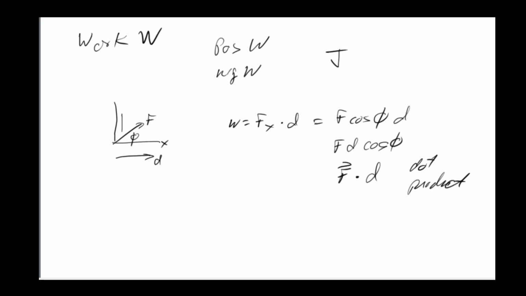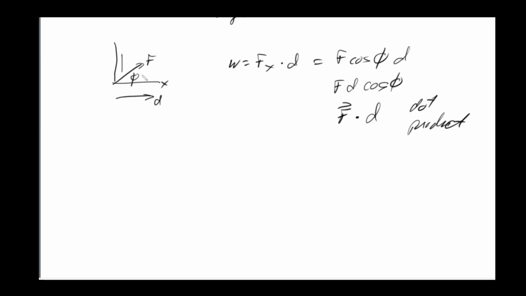So to summarize, work is positive when the force is in the same direction as displacement. Work is negative when the force is in the opposite direction of displacement. And work is zero when the force is perpendicular to displacement.